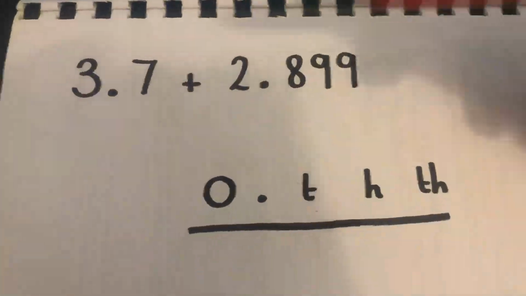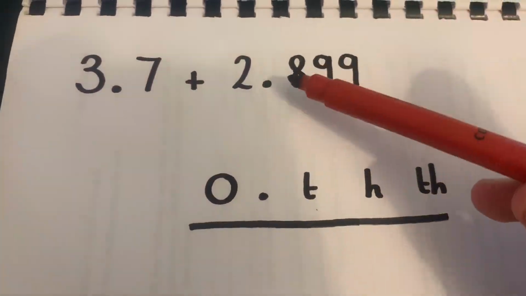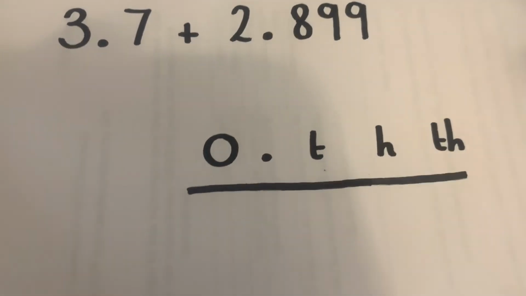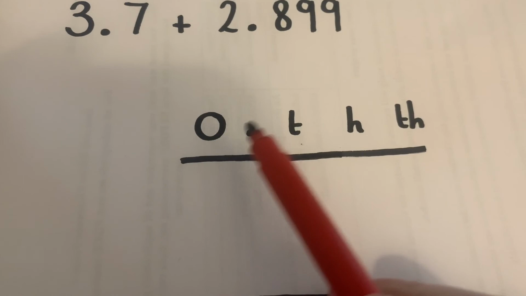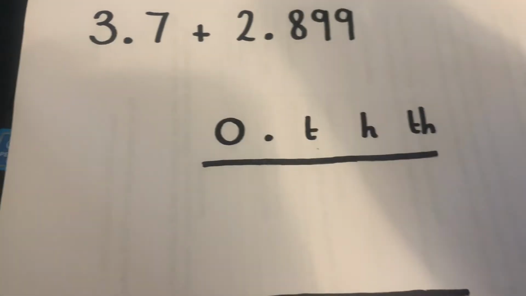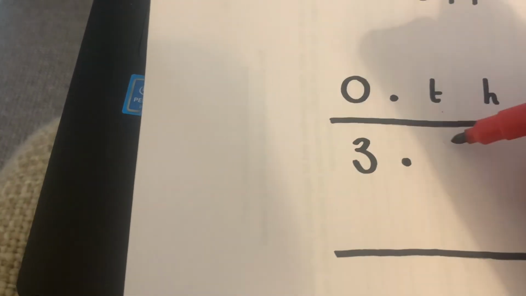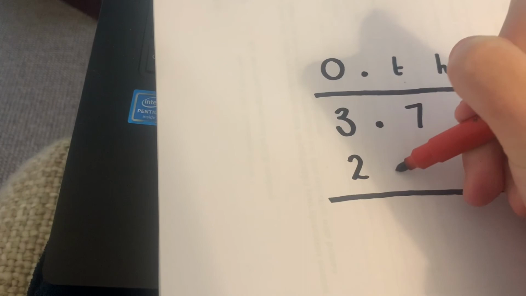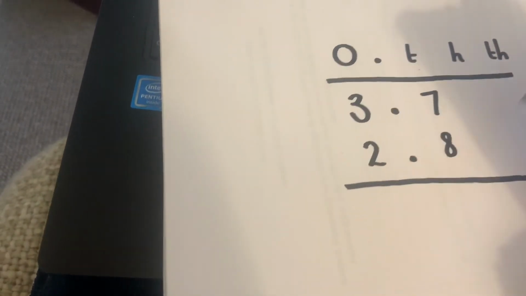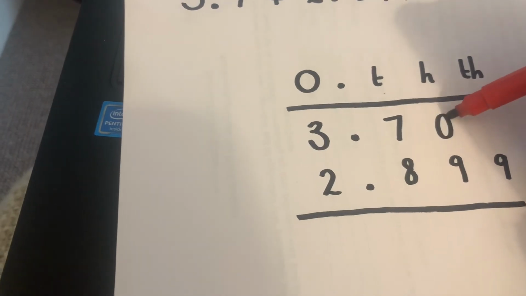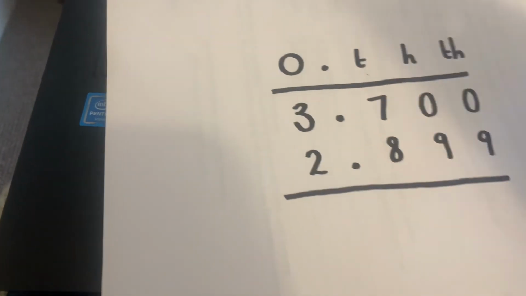So even when we're working with adding decimals, that decimal point is still really important for us because it helps us to line our numbers up in our columns. So we've got our columns here that we're going to be using, and we can pop our numbers in. So we've got 3.7 and then 2.899, and then we can just add in our placeholders here, which again are going to help us.